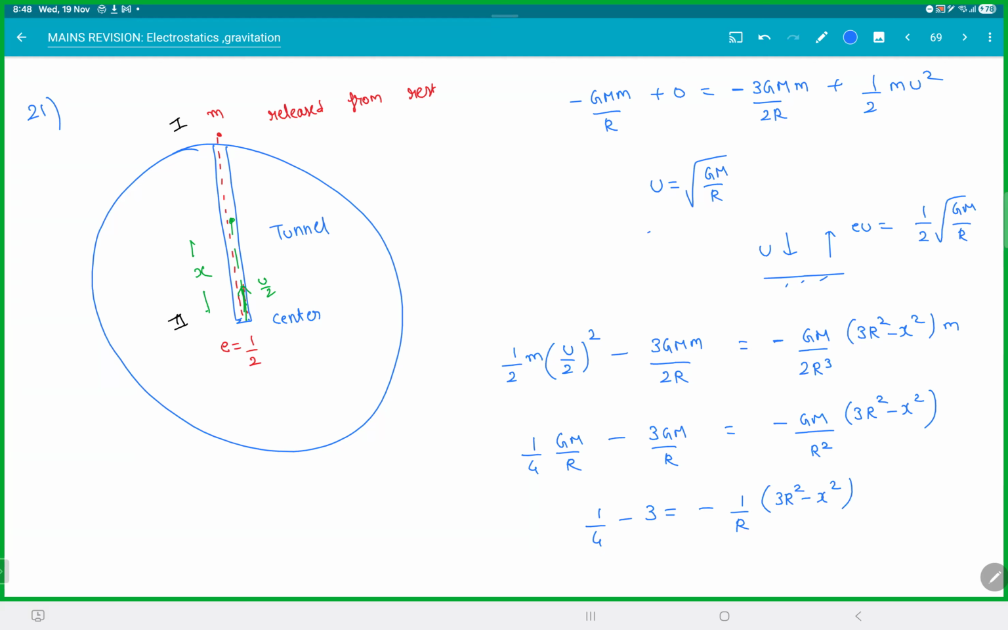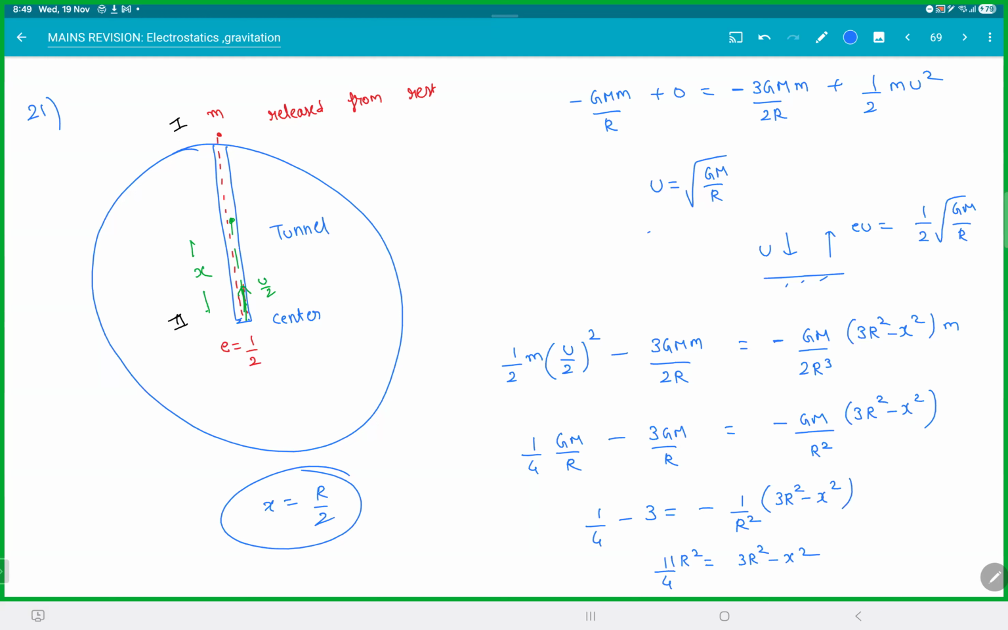I think we need one more R somewhere. Did I miss an extra R? Yeah, R square. I think you're done, you'll get it from here. How much is this? Minus 11 by 4, R square is 3R square minus x square. So the answer is minus 1 R by 2.